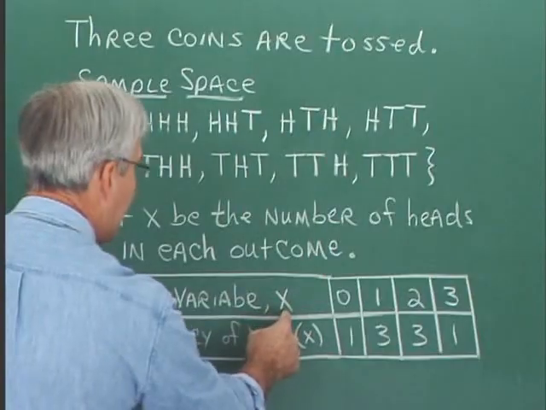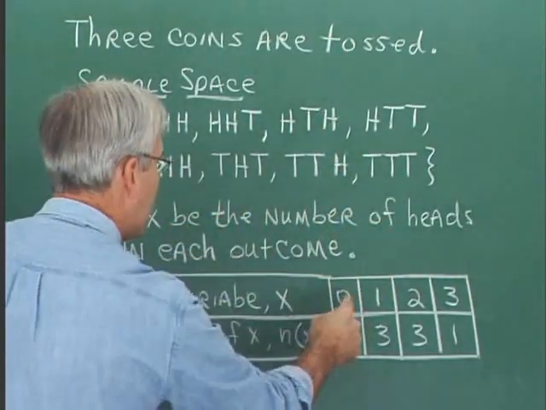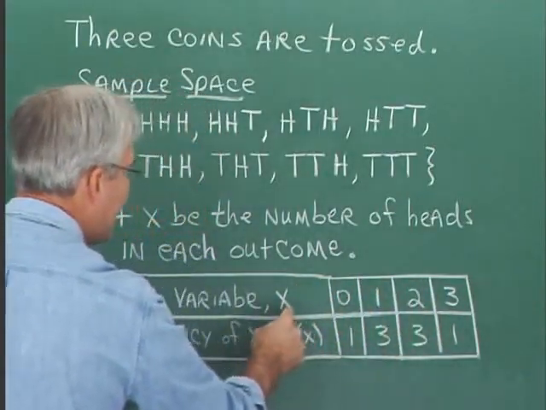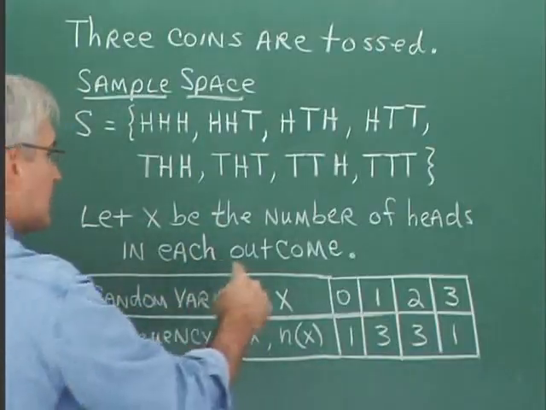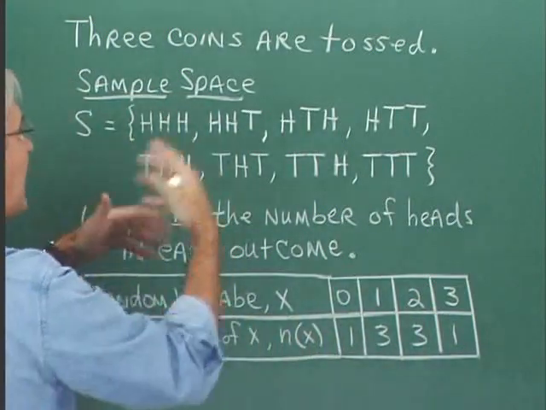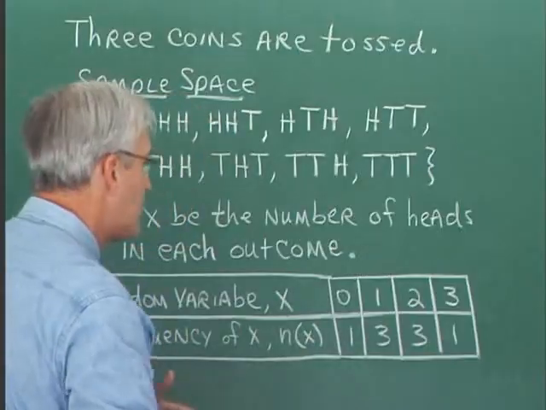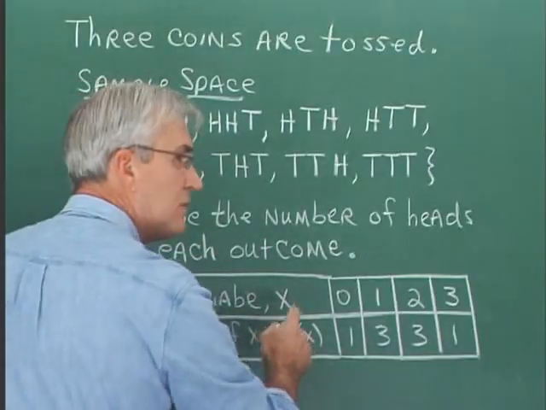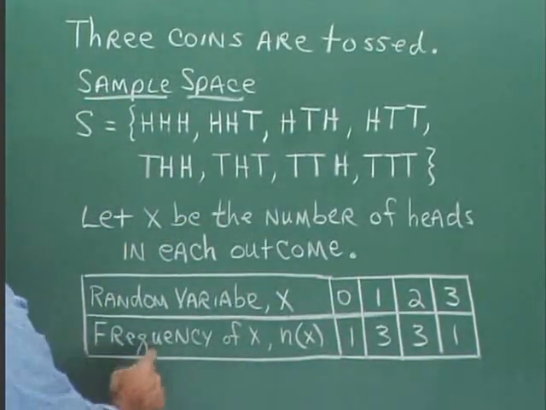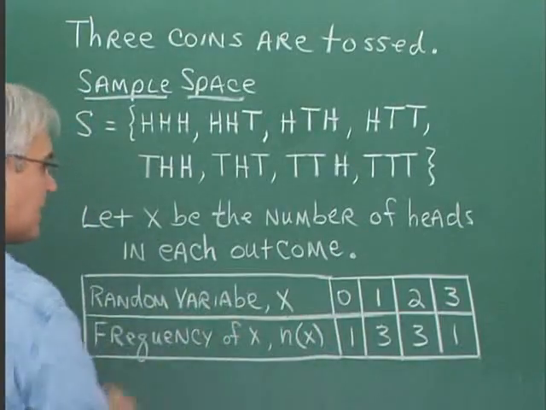For the random variable x, the number of heads can occur 0 times, 1 time, 2 times, or 3 times. And x is a random variable, randomly one of these, because the whole idea of tossing coins is a matter of chance. So the number associated with x is a random variable. That's how that comes about. Frequency of x, that is the number associated with each of these values.